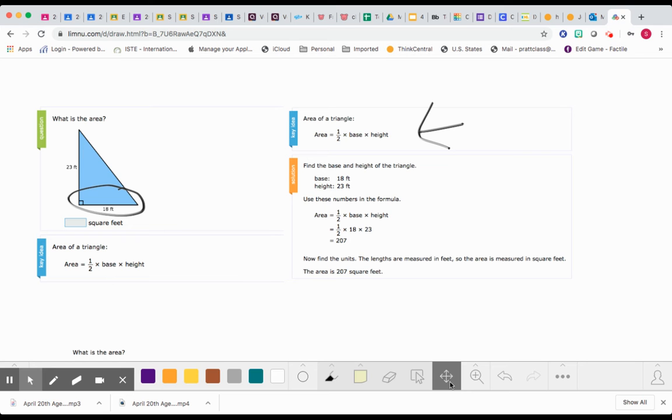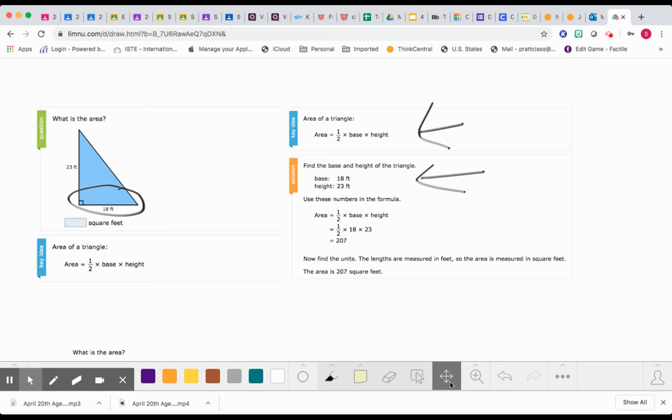If area for a triangle equals half times base times height, first we're going to multiply our base times height together before we multiply the fraction half, okay? So first we're going to find the base and height of the triangle. So we find here our base is 18. So we already have it right here. Okay, so 18 is our base, and then our height is 23 feet. So we're going to multiply 18 times 23.